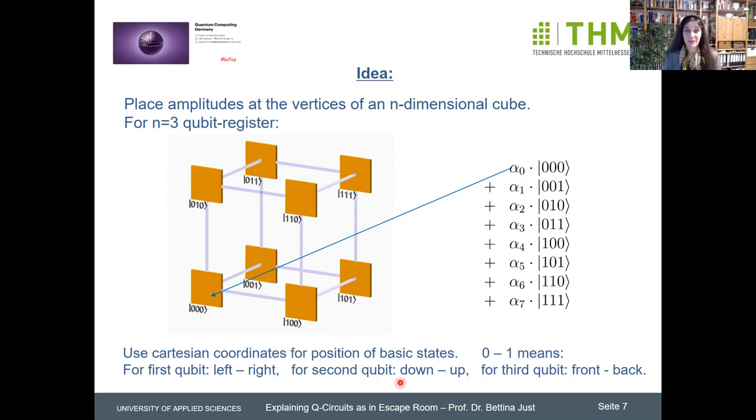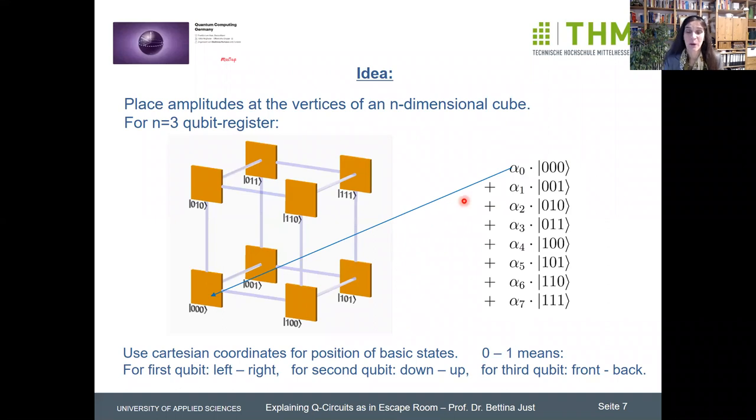Second qubit has the responsibility of down and up. So down means second qubit is zero. Up means second qubit is one. And the third qubit is responsible for front or back. Front means third qubit is zero, or back means third qubit is one. So this is how the places are laid out.